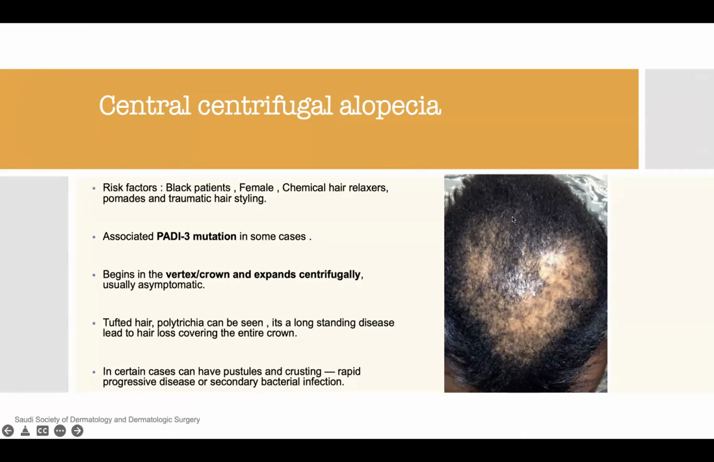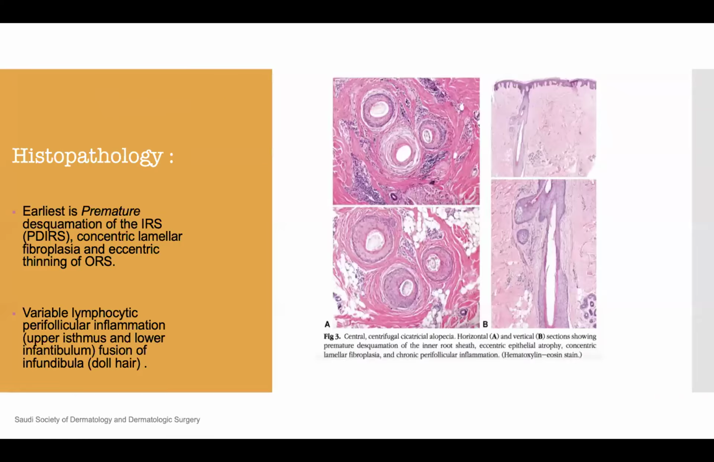Usually it's asymptomatic. Of course, in trichoscopy, tufted hair or polytrichia can be seen, and we will find at the end of the lecture what the differential diagnoses of tufted hair or polytrichia are, as it's not specific for central centrifugal alopecia. In certain cases, in addition to hair loss, we can find some pustules and crusting, which might suggest secondary bacterial infection. Okay, so histopathology is very important in central centrifugal alopecia.